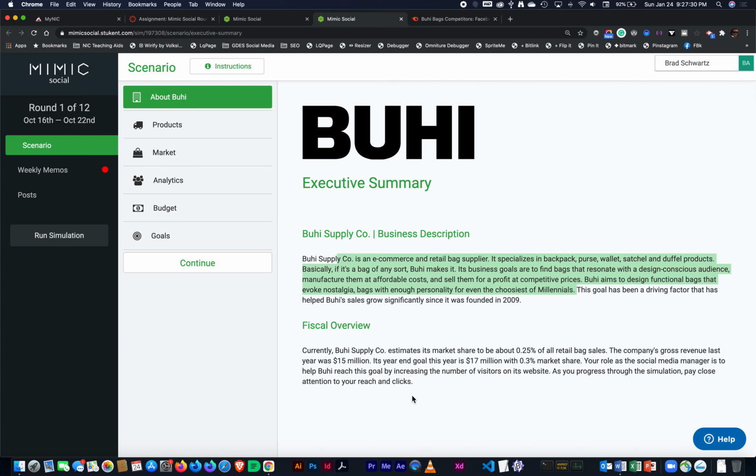So currently they estimate their market share to be less than 1% of all retail bag sales. Their gross revenue last year was $15 million, and their goal is $17 million, and they want to increase their market share by 0.05%. So they'd like to be in the 0.3% market share for retail bag sales. So your role is to help them reach this goal by increasing their visitors on their website, which should increase the number of sales they have. So as we go through the simulation steps and rounds, make sure you're looking at your reach and your clicks.